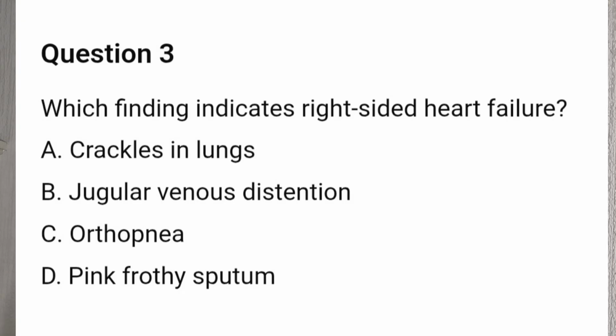Number 3, which finding indicates right-sided heart failure? So when you are tackling this question, we have discussed that right-sided is systemic, right-sided RS, right with systemic functions. So systemic heart failure means that there is bad flow of blood into the system. The blood that's supposed to go to the heart so that it can go into the lungs for oxygenation is coming back into the system. So we have jugular vein distension, ascites, edema. They are all associated with right-sided heart failure.